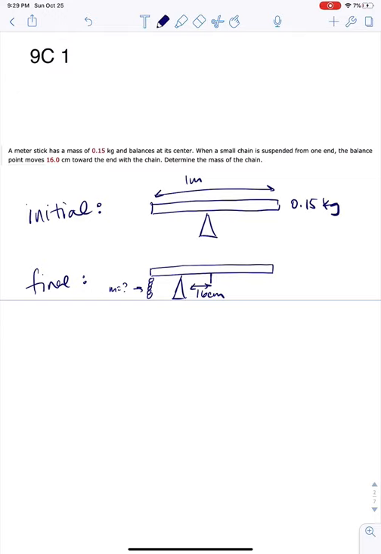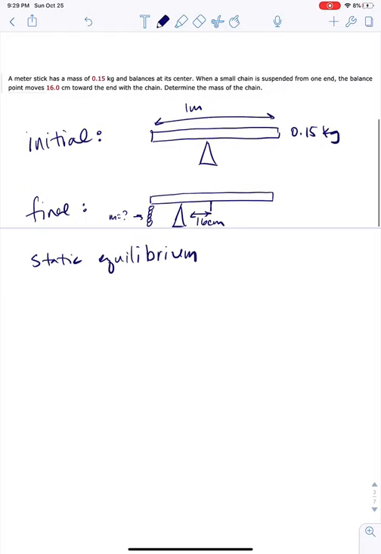Okay. So how can we solve this? This is a static equilibrium problem. All right. And for static equilibrium, we know that our first step is to draw all the things that are exerting forces and sum the net torques to 0. Okay, and we know that we can treat the force of gravity as acting at the center of an object. So let's draw a free body diagram.